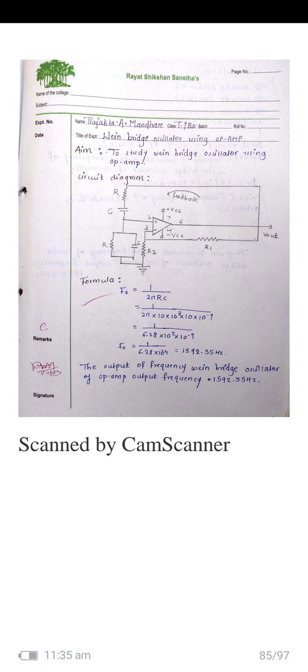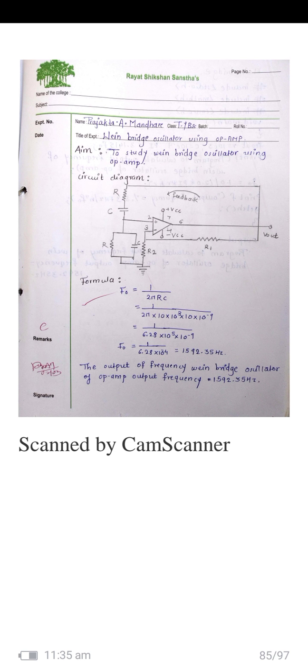R and C values are given here. Put these values in this equation, then f0 is equal to 1592.35 hertz. Then the output frequency formula is f0 equals 1/2πRC.